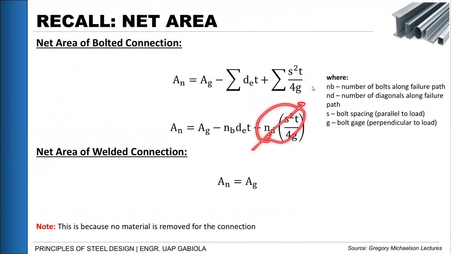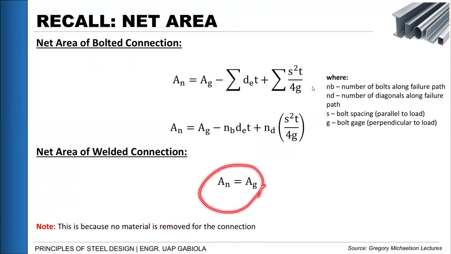But if our connection is a staggered type connection, we will be utilizing this formula, and then we'll just identify the most critical path available on our connection. And then if our connection is a welded connection, it is assumed that An will be equal to Ag. Why? Because no material is being removed, no material is punched, no material is deducted from our section. Therefore, the area to be used in the formula for rupture will be the same as Ag.